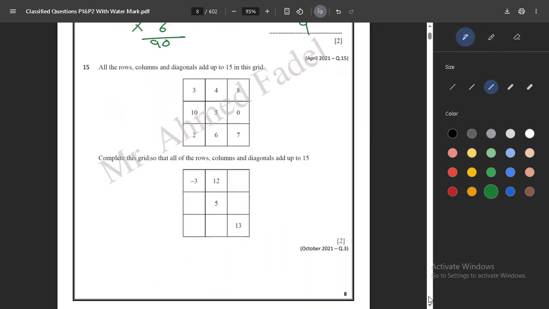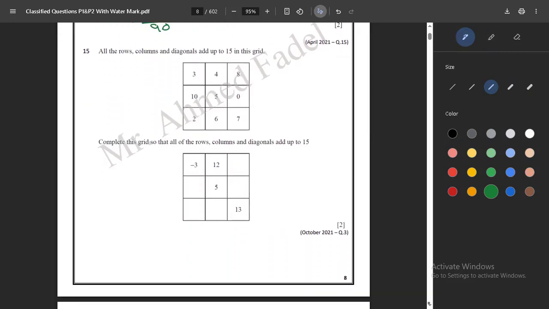This question says that if you add all the rows, they are equal to 15. This row, if you add them, equals 15. This row, added, equals 15. If you add any of the 3 columns, they are equal to 15. Even the diagonals are equal to 15. Good. So what are we supposed to do to complete this?